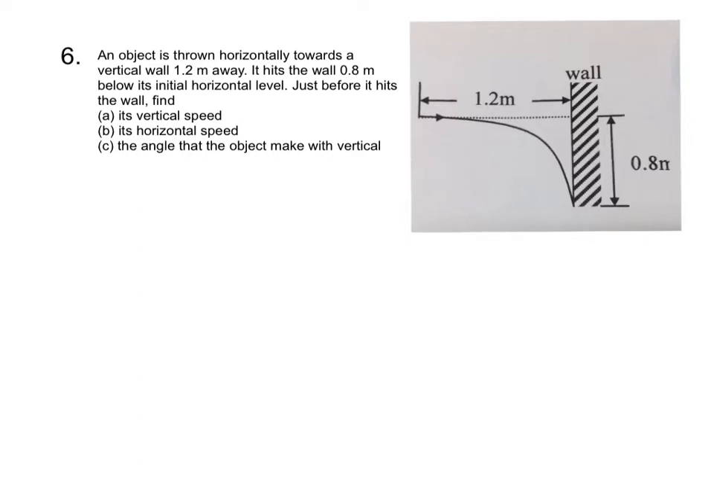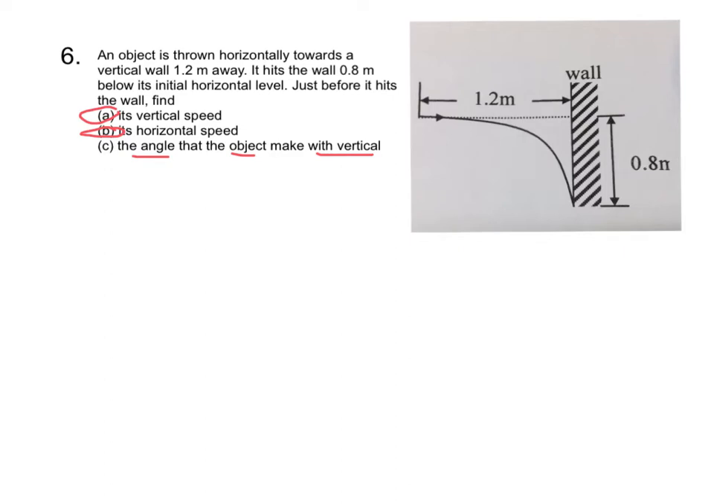Question number 6. An object is thrown horizontally towards a vertical wall 1.2 meter away. It hits the wall 0.8 meter below its initial horizontal level. Just before it hits the wall, find its vertical speed, find its horizontal speed, and find the angle that the object makes with the vertical.